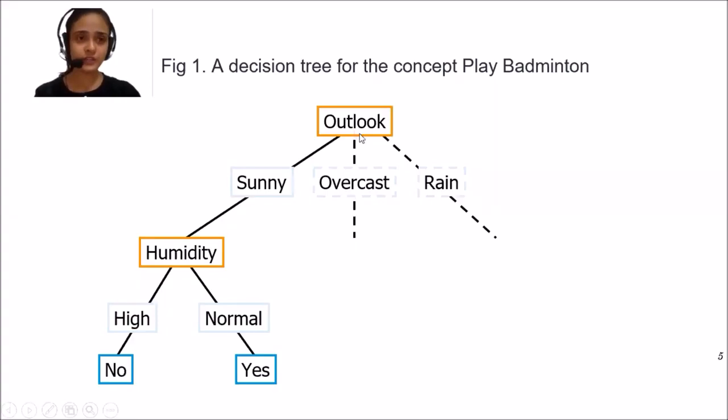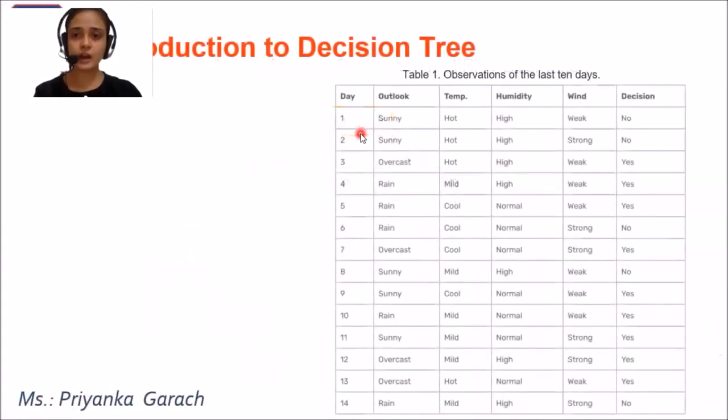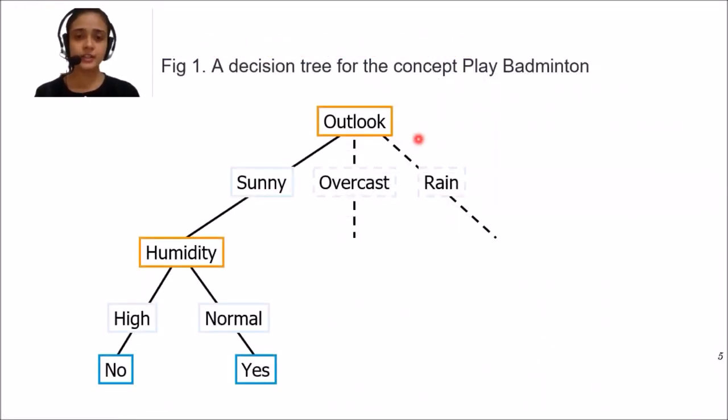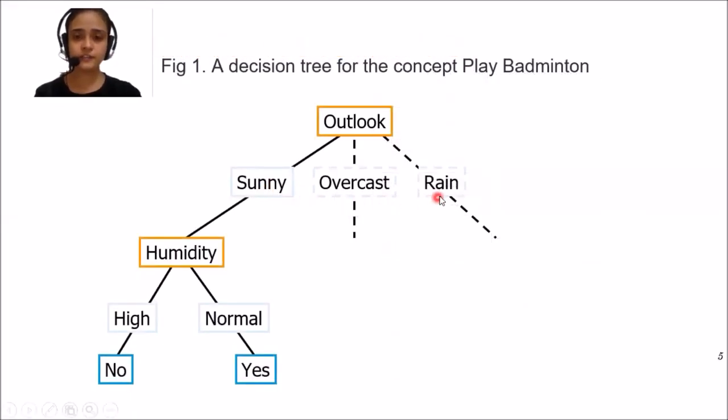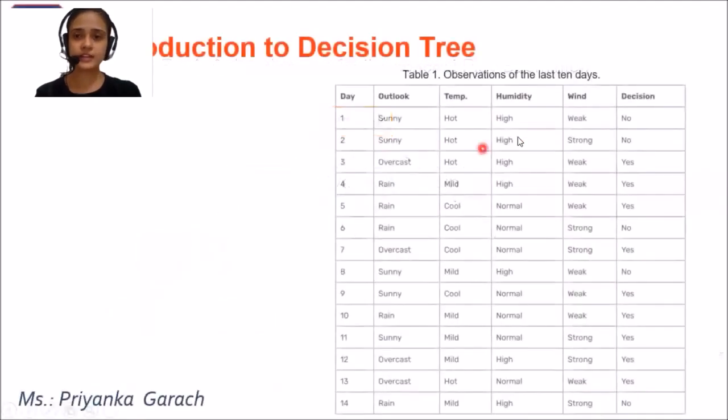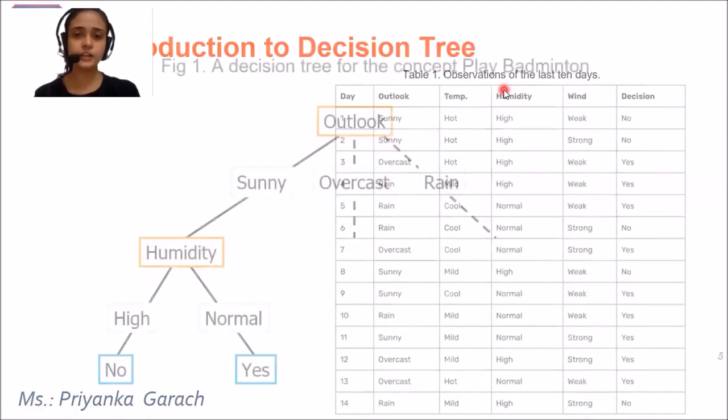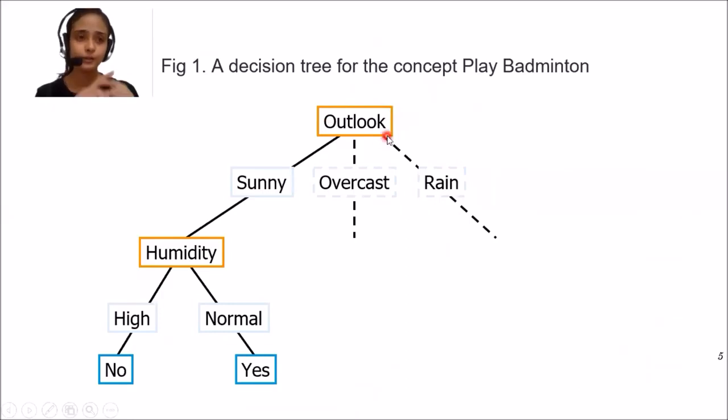My root node is the outlook. What is outlook? This outlook is one of my attributes, you can see over here. In my outlook, how many values do I have? Sunny, overcast and rain. I have three different values, that is sunny, overcast and rain. Then I have another attribute, that is humidity. So this is the humidity. This particular yellow rectangle shows an attribute in my data set.